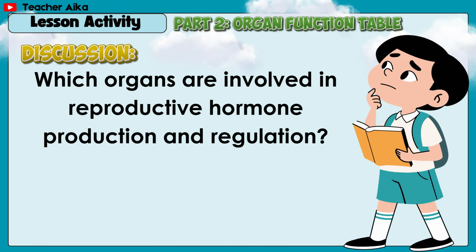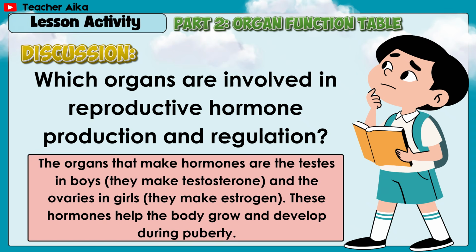Which organs are involved in reproductive hormone production and regulation? Answer: the organs that make hormones are the testes in boys. They make testosterone. And the ovaries in girls. They make estrogen. These hormones help the body grow and develop during puberty.